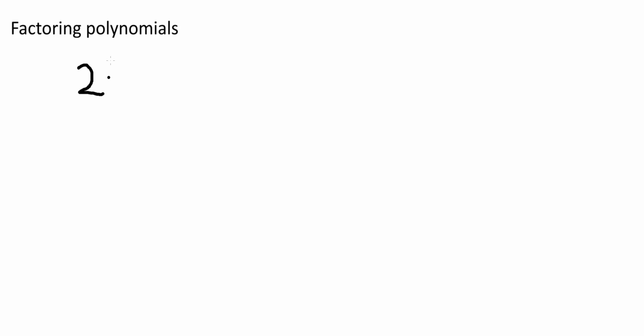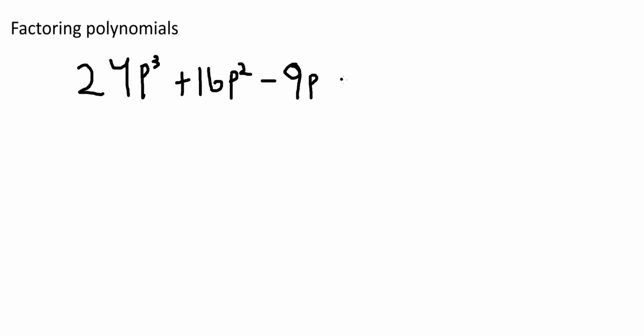So it's going to be 24p cubed plus 16p squared minus 9p minus 6. Okay, I know this may seem a lot right now, but we're going to break it down into smaller chunks.